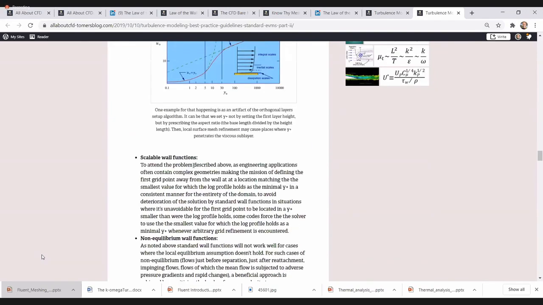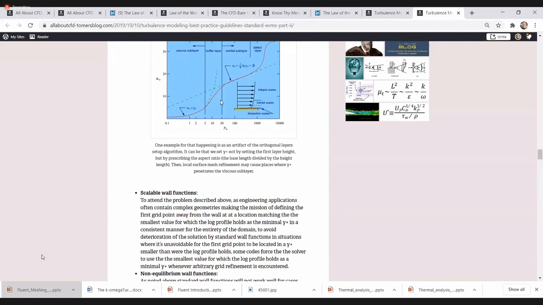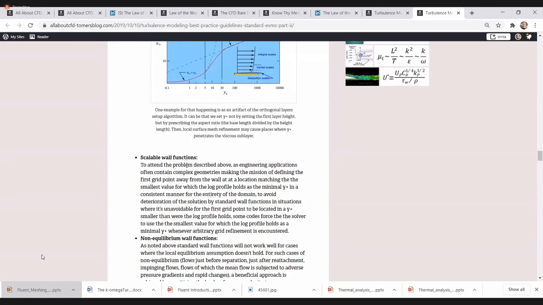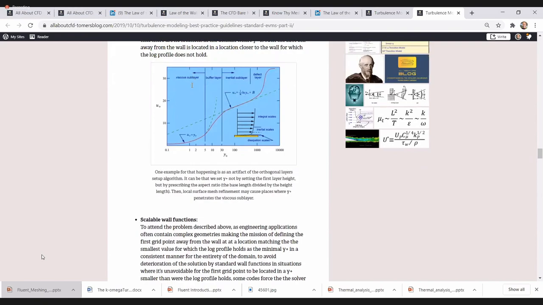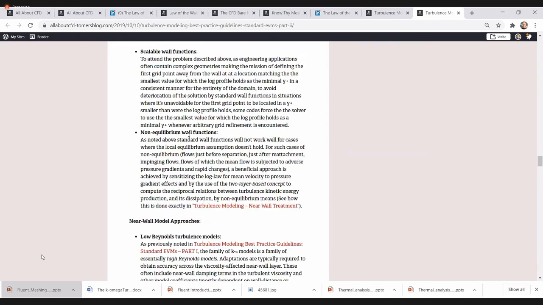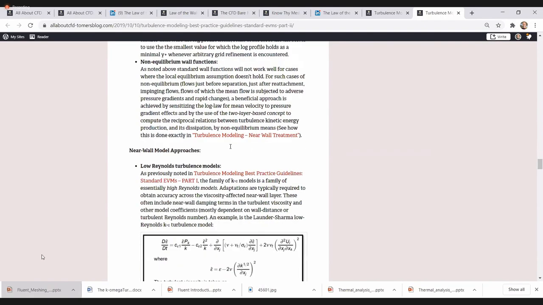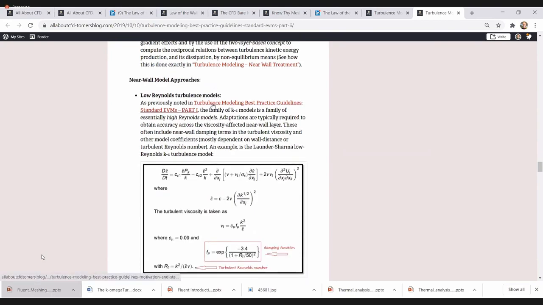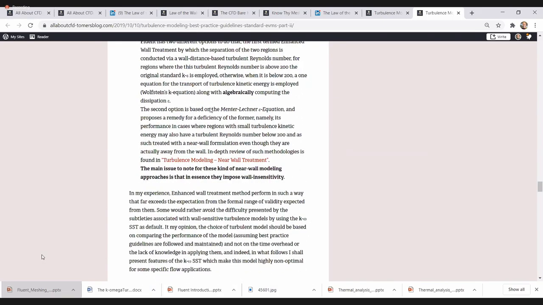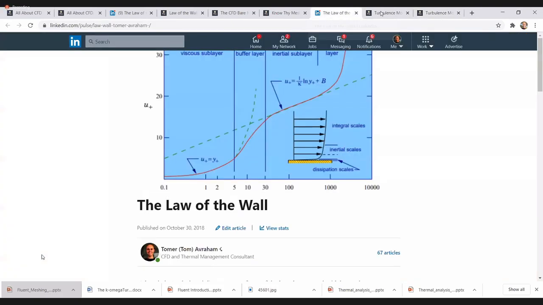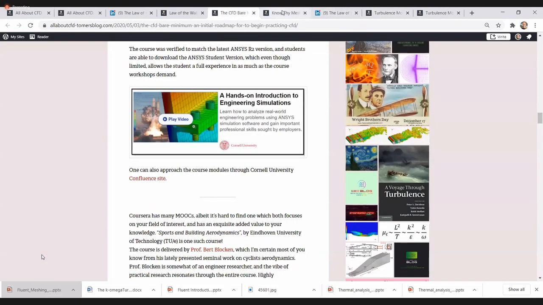Near wall behavior, we've talked about it. Standard wall functions, and scalable wall functions, an option that exists in every vendor. It decides whether you're in the log layer or in the viscous sublayer. Non-equilibrium wall functions are for cases where we have jets or impingement. Low Reynolds models are problematic. Okay, I think that's it for this.